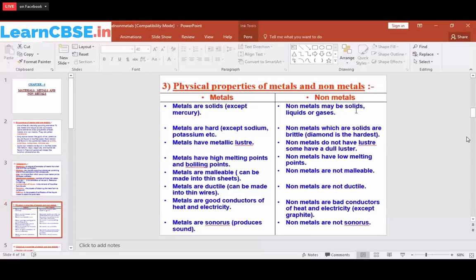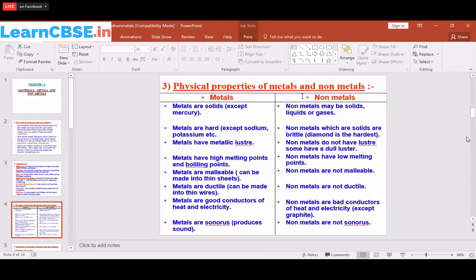For solids, an example is carbon; for liquids, bromine. Bromine exists as a liquid at room temperature. Gases are nitrogen, oxygen, neon, helium. All of these exist as gases. But why do metals always exist as solids? And why not the non-metals?